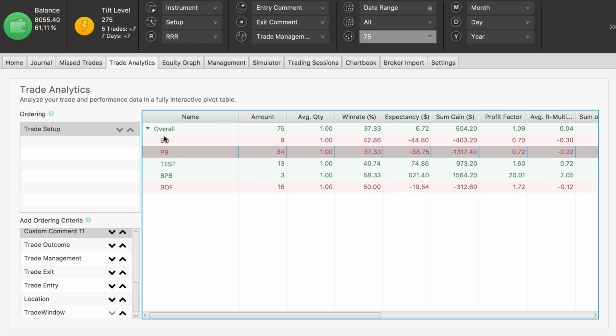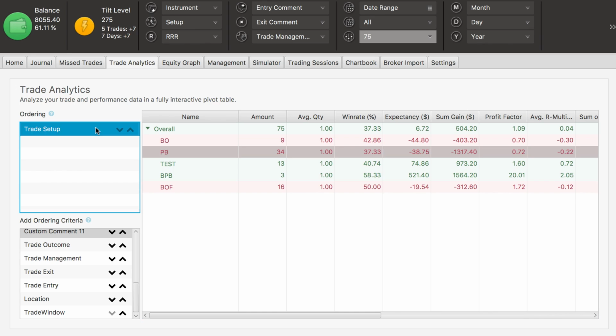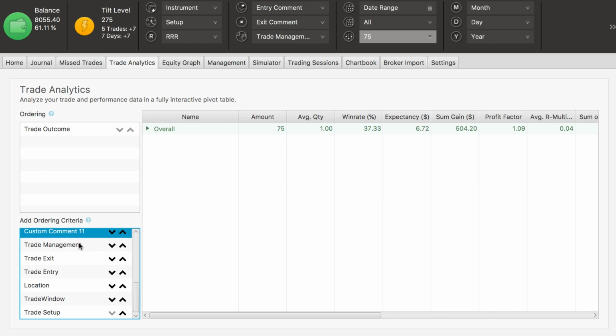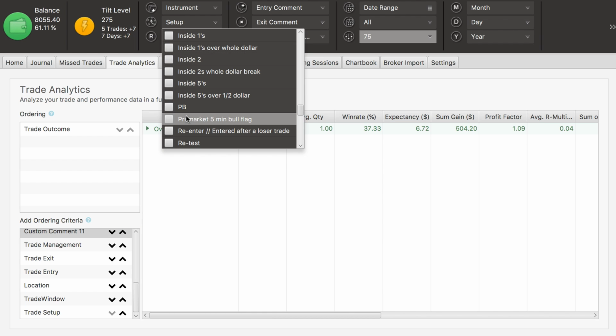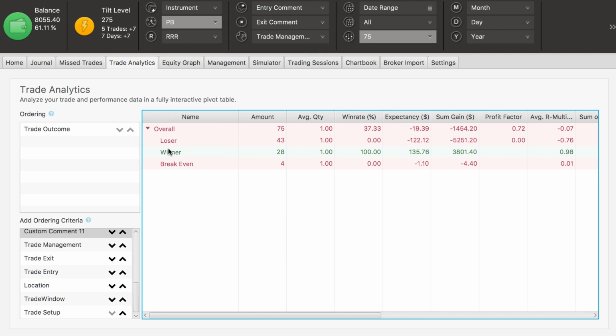Then what I also like to do is that we look for the trade outcome, and I want to specifically focus on this one setup. So under setup, the filter here at the top, we will now look for the PB setup. So let's take this one, and here we can now get the breakdown. You can see he took quite a lot of trades here, and we will focus on winning, losing, and break-even trades.